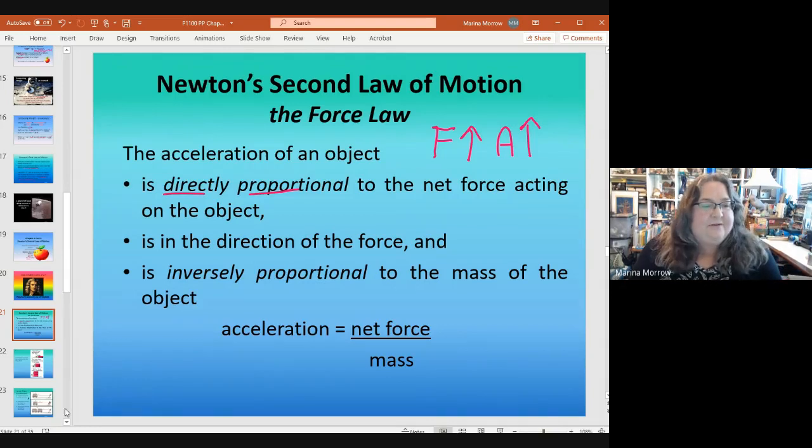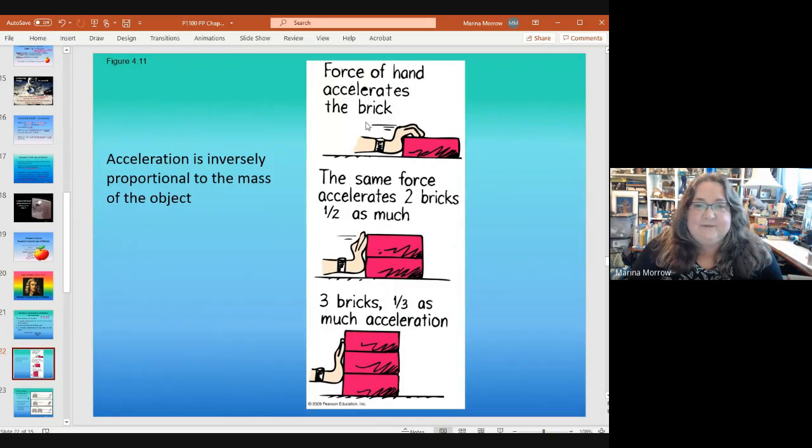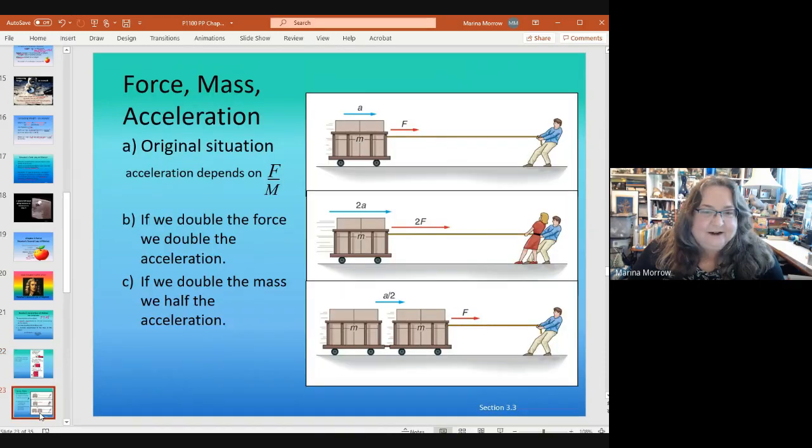Okay, here we've got someone pushing on a brick. The same force accelerates... hold on, I'm missing one of my slides here. Here we go, wrong slide. Okay, so here we go. If you pull with twice as much force, then you would expect to have twice as much acceleration. So one person pulling has one unit of acceleration, two people pulling, two units of acceleration. However, what happens with the mass? What if you have twice as much mass? Well, then the acceleration is halved. So this one person pulling two carts, now the acceleration is half as much. So obviously it depends on mass too.